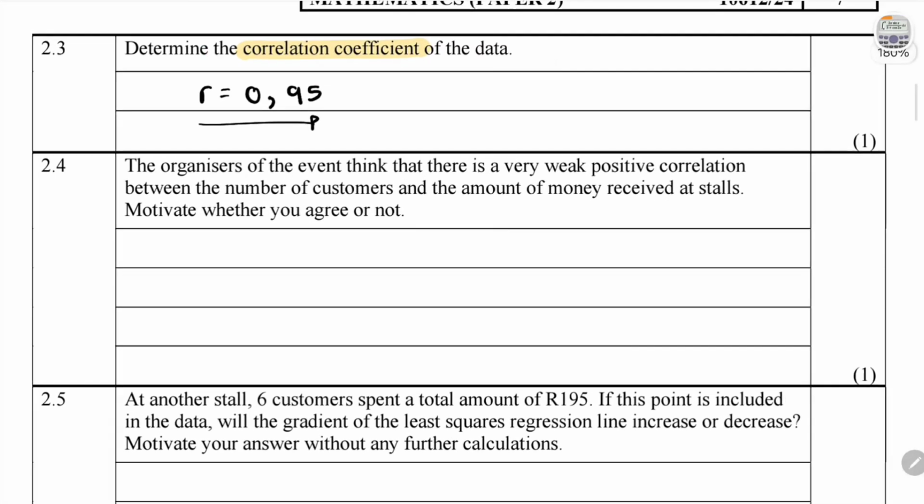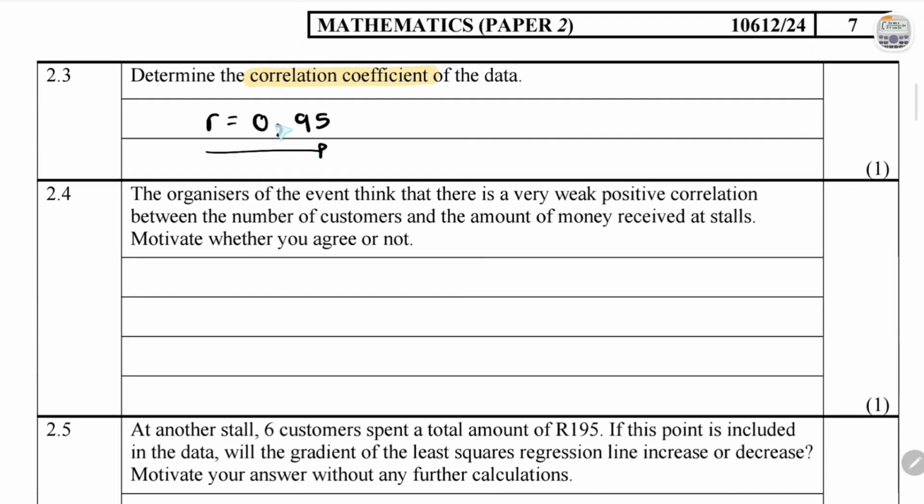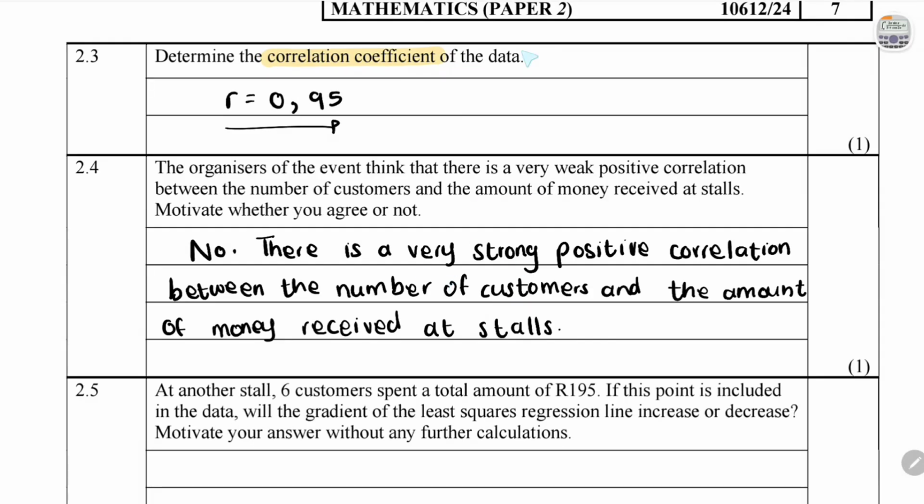Question 2.4 says, the organizers of the event think that there is a very weak positive correlation between the number of customers and the amount of money received at stalls. Motivate whether you agree or not. Okay, so from the correlation, you can see, yes, it's positive, but it's not very weak. It is very strong. So we can tell them no, and then tell them that there is a very strong positive correlation between the number of customers and the amount of money received at the stalls. Okay, so that is it for this question.